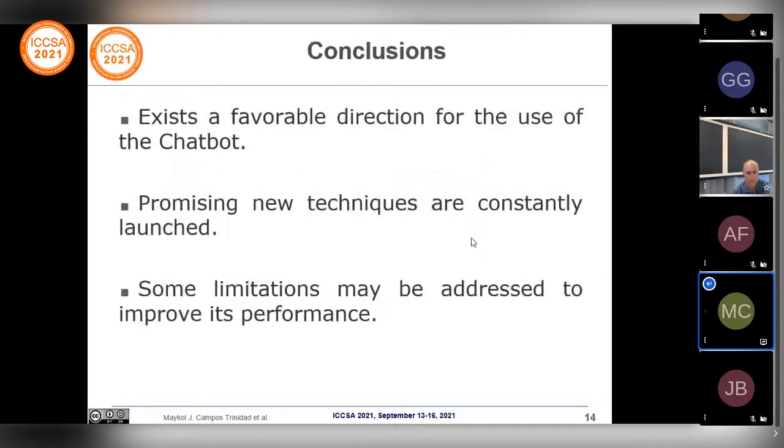So, well, finally, to conclude, we can say that we are on the right way and that we can still improve the chatbot using new techniques that are being developed in natural language processing. However, we must keep in mind that this also has limitations, such as the requirement of GPUs for greater fluency and speed of the chatbot.